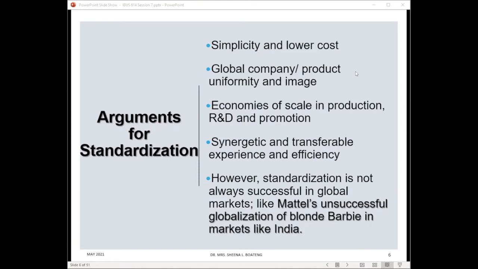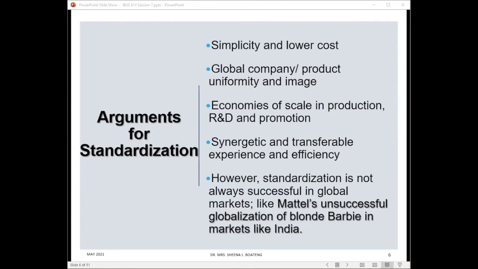So the synergy here refers to the fact that they are able to combine their resources and the knowledge they gain from all the markets in which they sell and serve to benefit them in the other markets where they sell and serve, which will ultimately lead to efficiency, given that the lessons they learn from the mistakes committed in other markets will not be repeated in the other markets that they sell in as well.